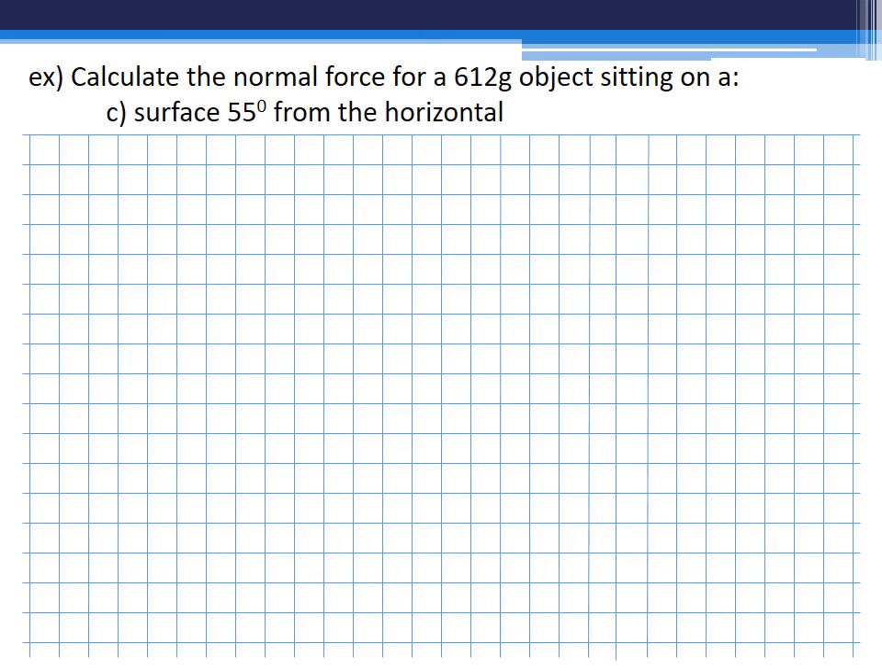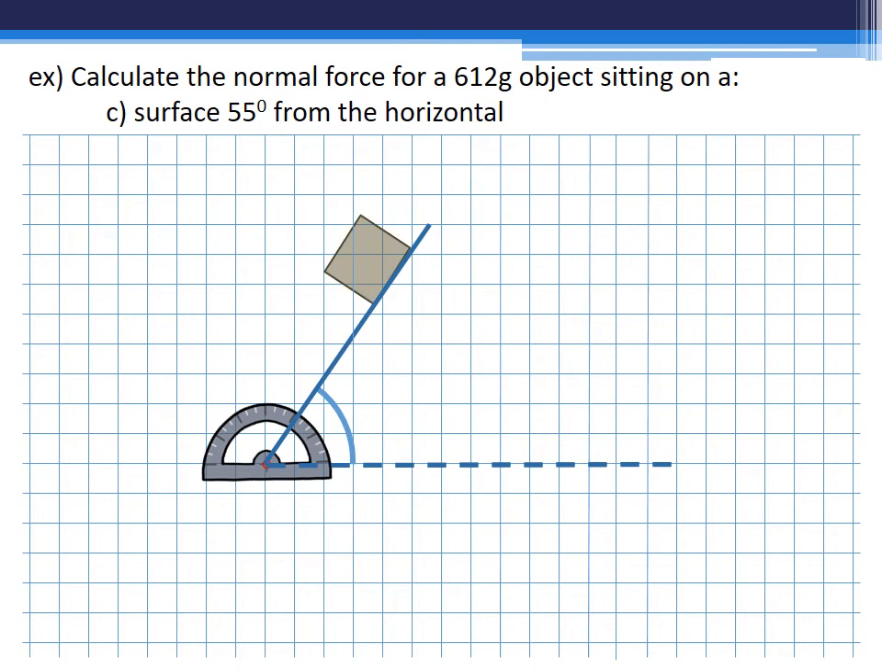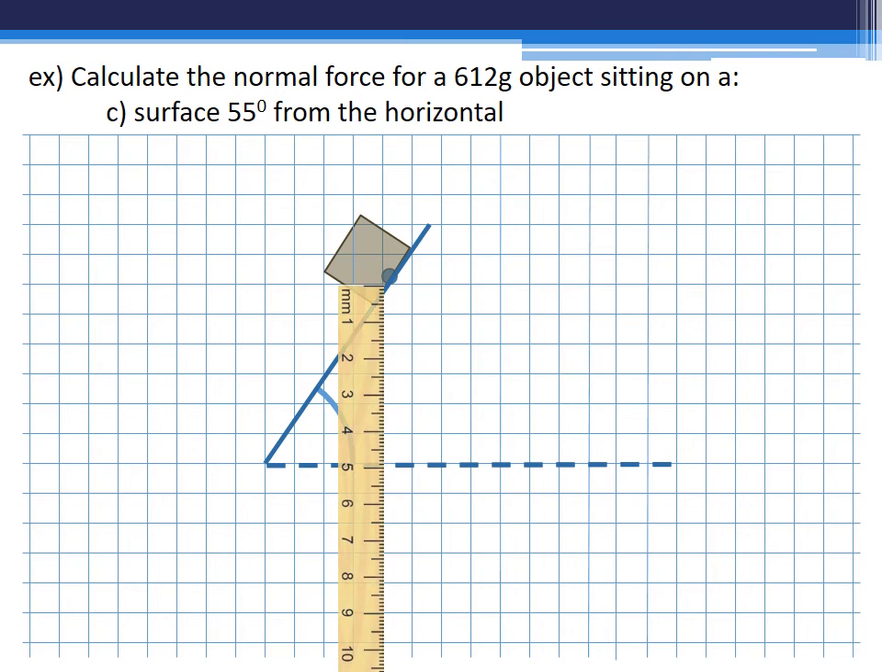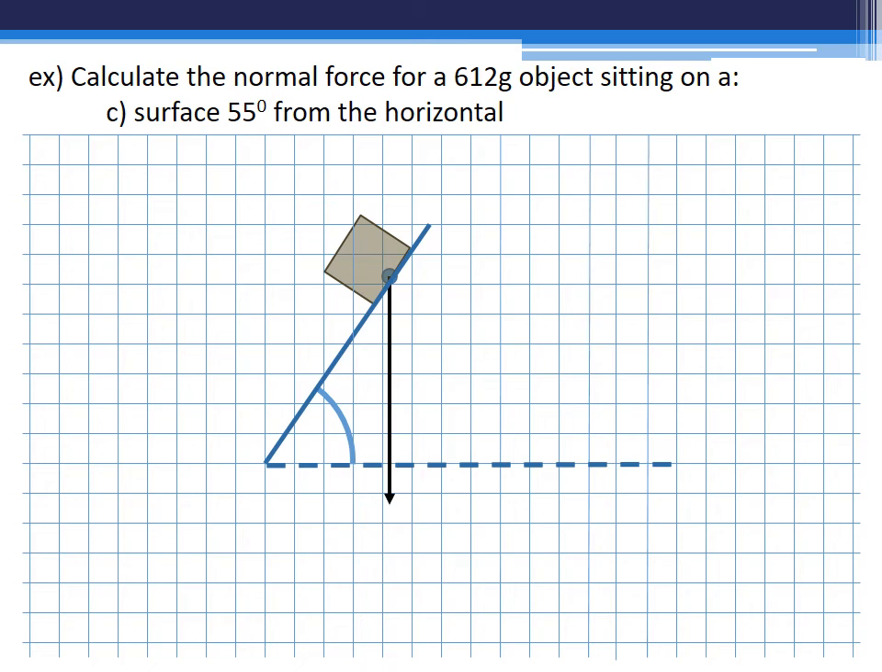Now let's calculate the normal force graphically if the surface is 55 degrees from the horizontal. So again, I will draw a dashed line. I will take out my protractor and measure up 55 degrees from the horizontal so I can draw my surface. I'll then draw a box on the surface, and I'll place a dot where I'm going to draw all of the vectors from. So I'll take my ruler. FG is equal to 6 newtons, so I will draw a line that is 6 centimeters long.